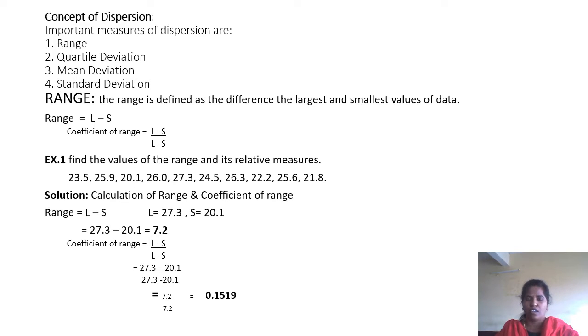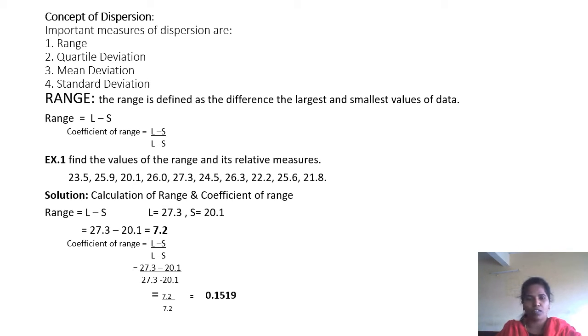So first, calculation of range: largest value minus smallest value, that is called range. Next one, coefficient of range equals largest value minus smallest value divided by largest value plus smallest value. This is what we call the coefficient of range.